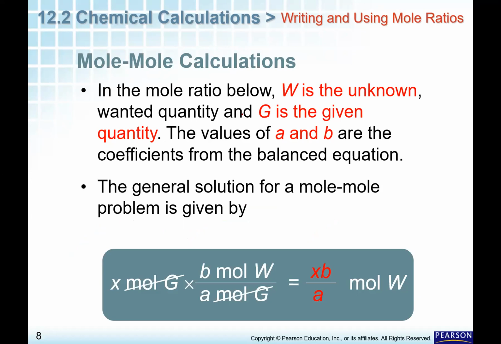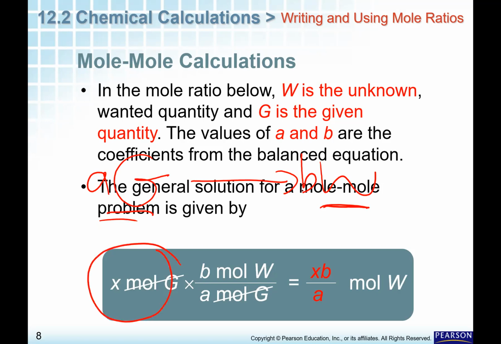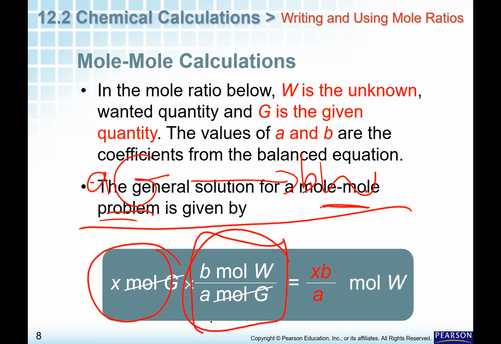If we have an equation where X moles is converted into how many moles of W, say a reaction where G is going to W, and we have A moles of G and B moles of W, then the number of moles of W produced from X moles of G comes from the conversion factor, which is B moles of W divided by A moles of G, derived from this equation.